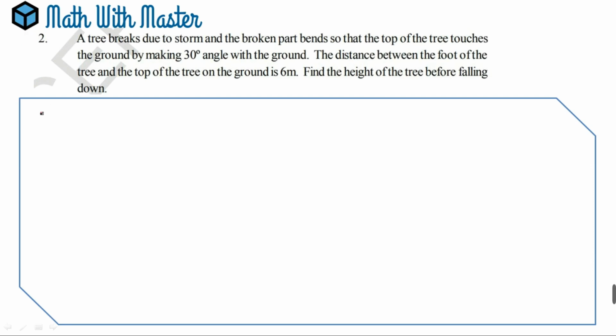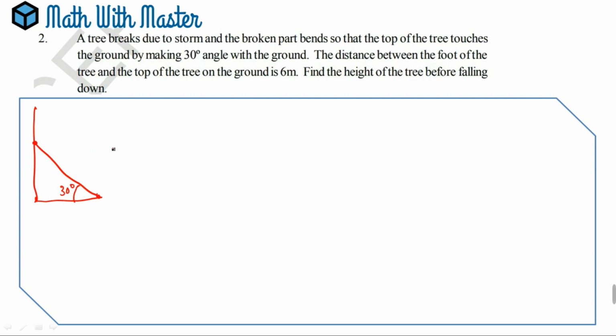So now we will imagine a tree over here, the tree which is before the storm, and after the storm one broken part bends so that the top of the tree touches the ground by making a 30-degree angle. So some part of the tree breaks and turns and goes onto the ground by making 30 degrees.